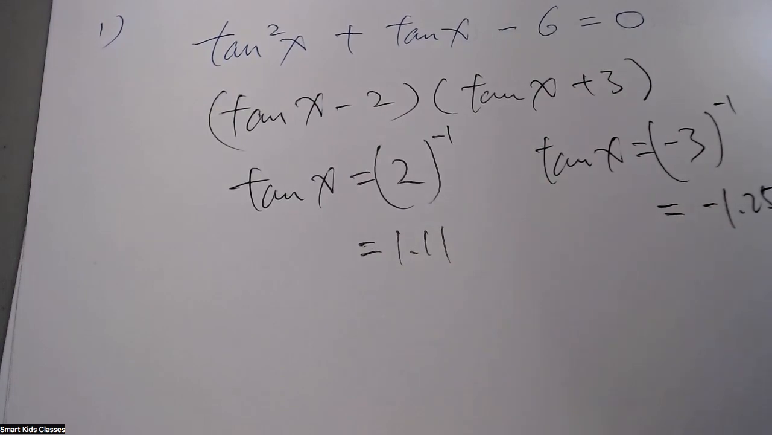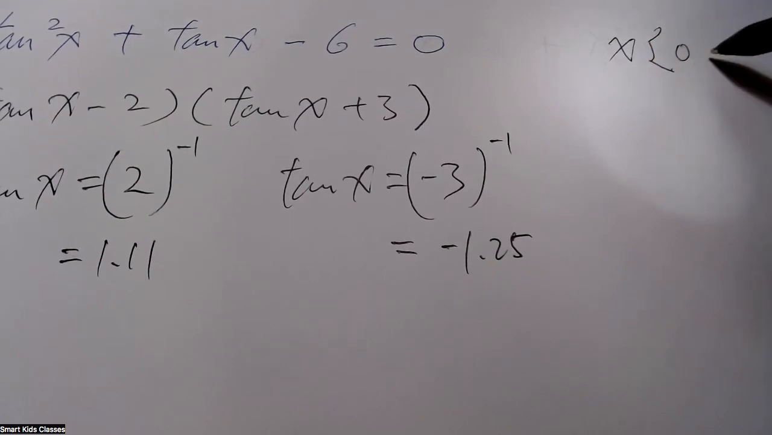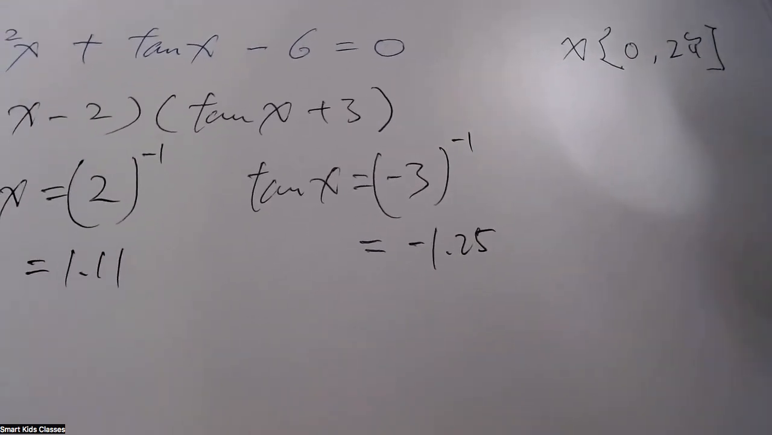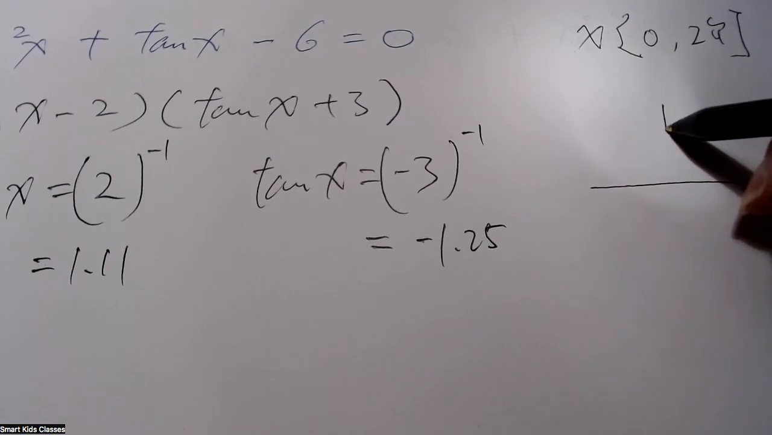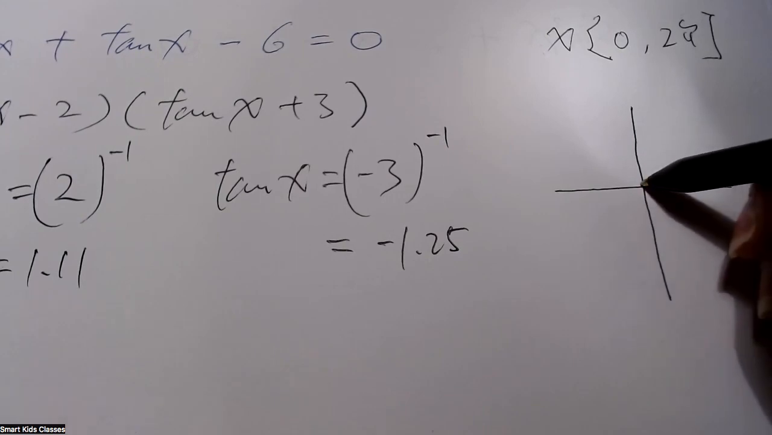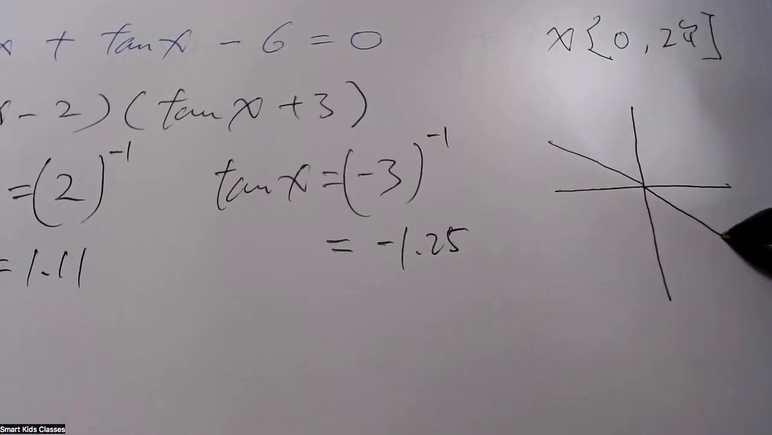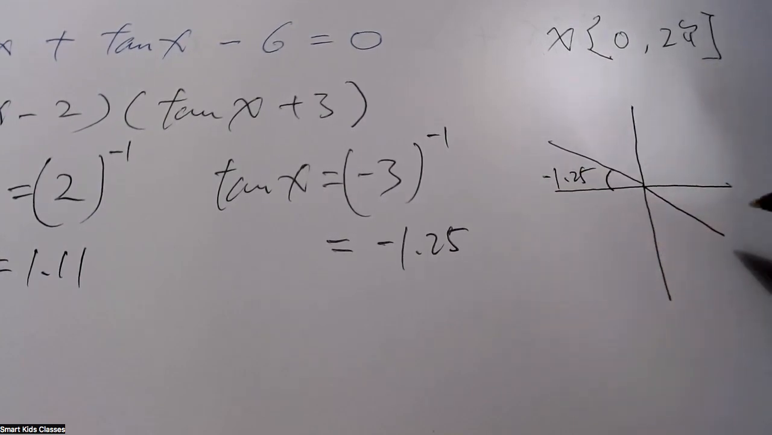1.11. The question is asking to find all the angles in the x interval from 0 to 2 pi. Then we are going to plot it. Let's say for tan negative, you apply the CAST rule. Tan is negative in here and in here. So the first angle here is negative 1.25, and negative 1.25.